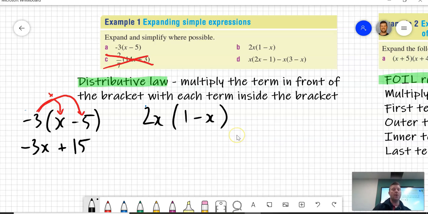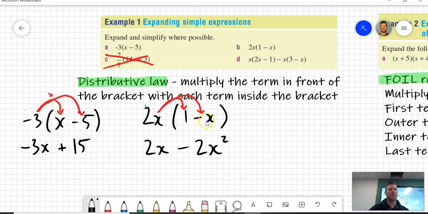Okay, so I start by doing 2x times 1, which is just 2x. And then 2x times negative x, which is negative 2x squared. Yeah, good. Negative 2x squared. Good. Thanks, girls.